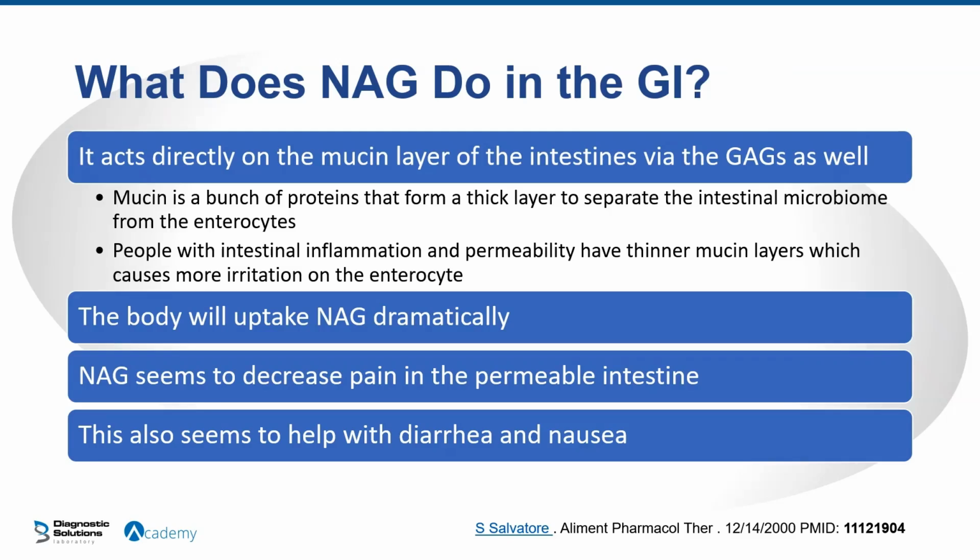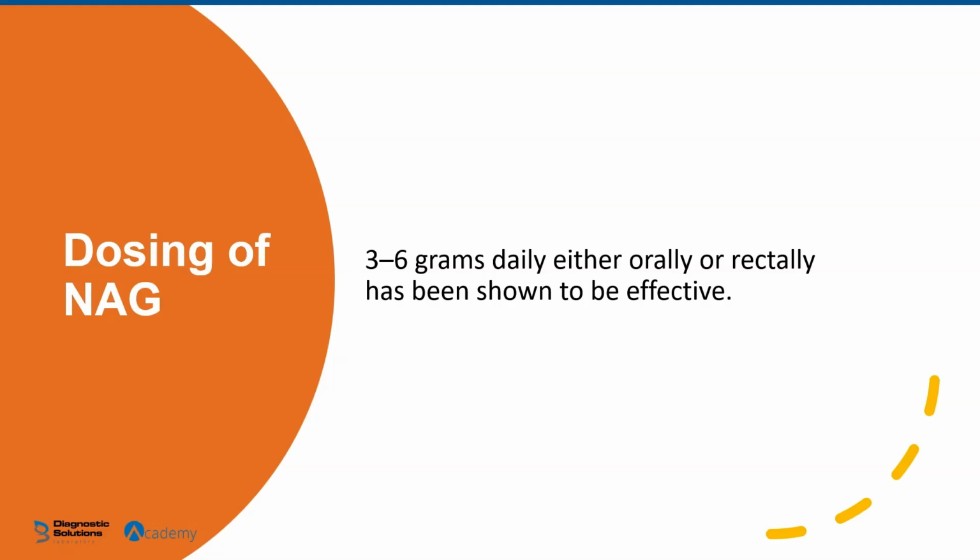When you introduce NAG, the body will uptake it pretty dramatically, and the NAG seems to decrease both pain and permeability within the intestine. It also seems to be very helpful for diarrhea and nausea alike. To dose N-acetylglucosamine, you want to give them 3 to 6 grams daily, and you can dose it either orally or rectally depending on where their disease is.